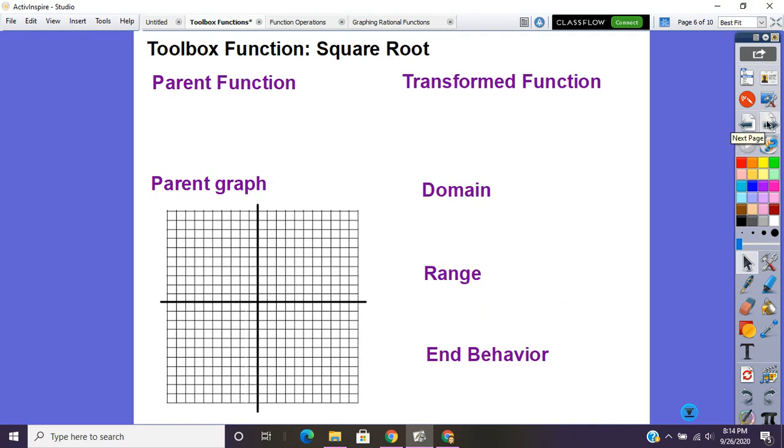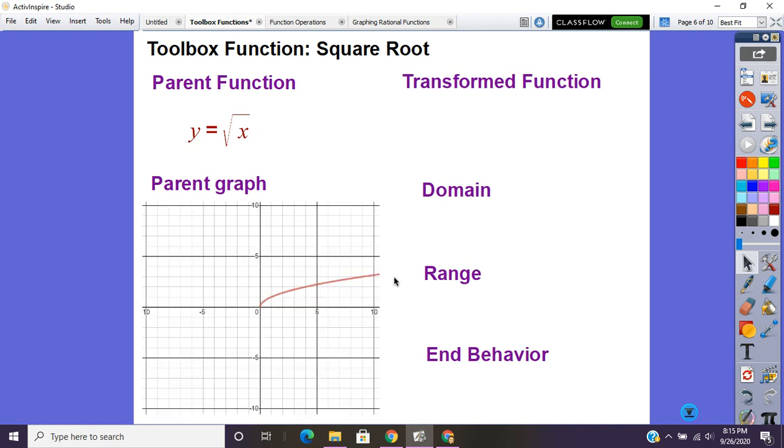And then our next function is going to be our square root function. And our parent function is just y equals the square root of x. And it looks like what we call a one-wing graph. So if you think about birds you make in grade school, there'd be another half here, it's half of a bird. It's one wing of it. So a one-wing graph. Our transformed function looks like this.